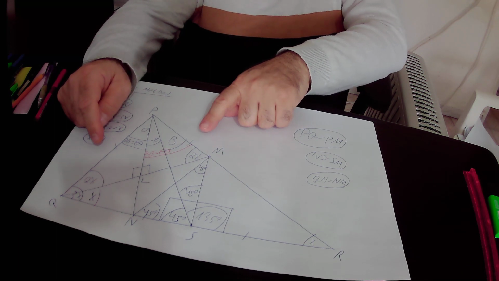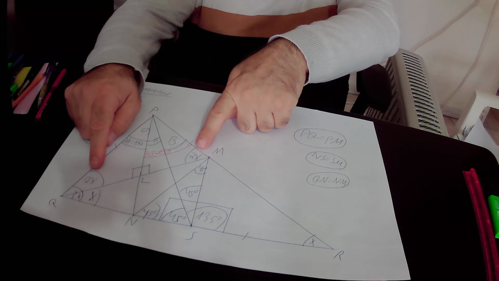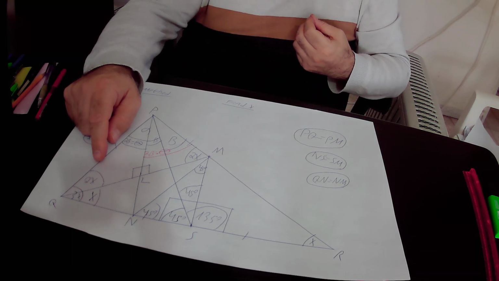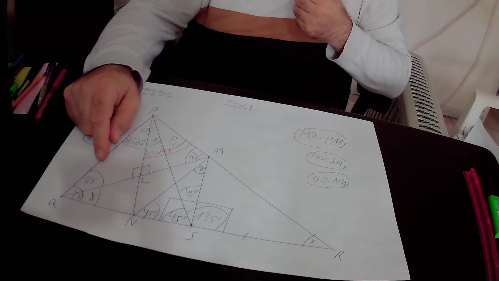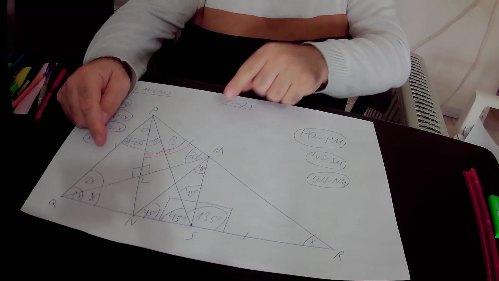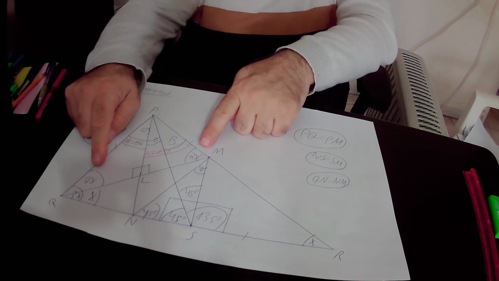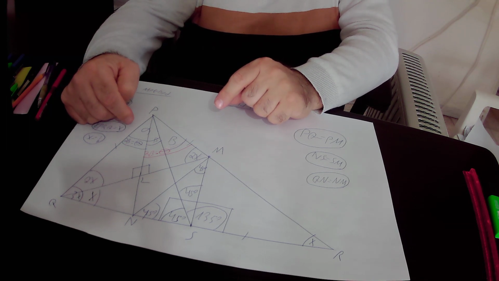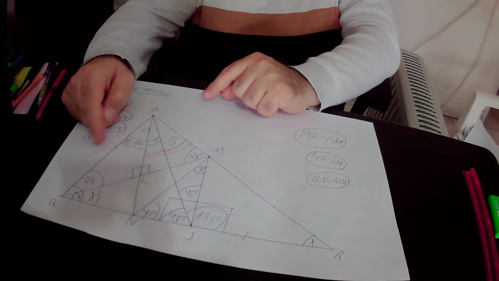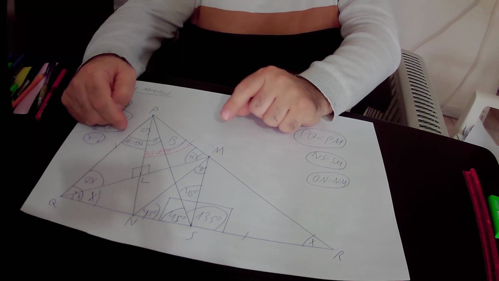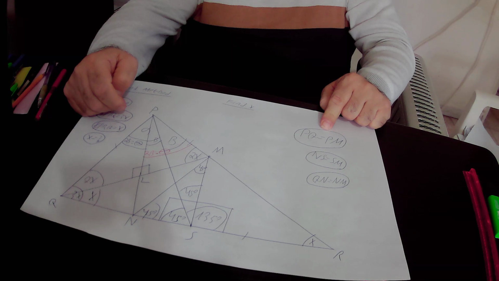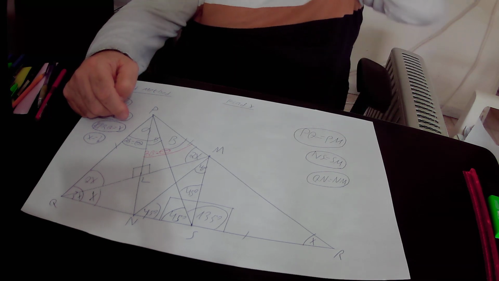So in triangle PQM, we have two angles that are equal to each other, and we have the rule that in front of equal angles in the triangle are equal sides. Those two angles that are equal to each other are located in front of sides PQ and PM. Therefore, PQ equals PM.